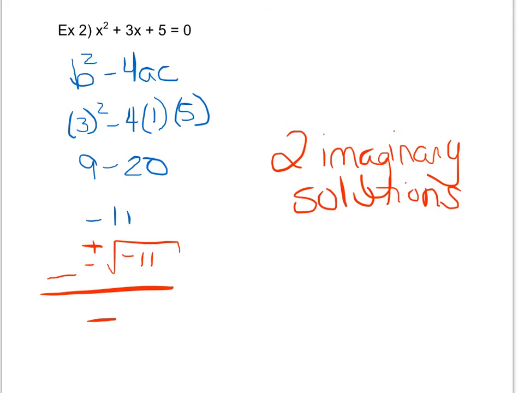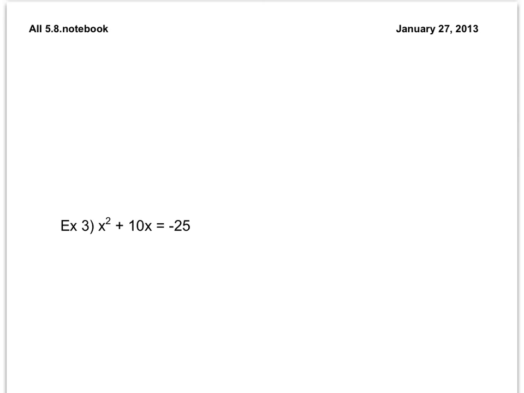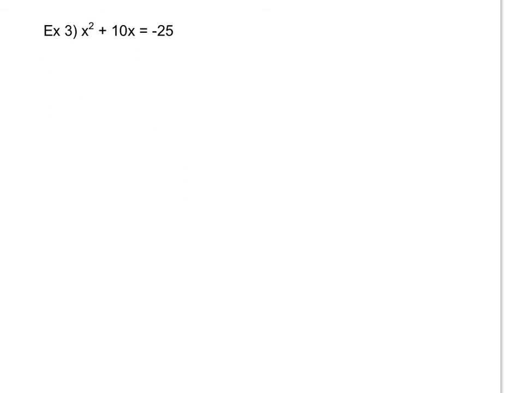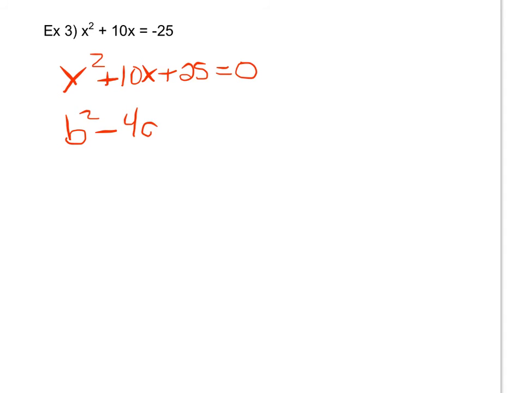And then looking at one more together, and then I will have one that you can try. I have here example 3. Again, going ahead and predicting what my number of solutions is going to be. I see that I am not in standard form. This minus 25 needs to go over to the other side. I can get it over there by adding 25 to both sides, giving me x squared plus 10x plus 25 equals 0. Using the discriminant, b squared minus 4ac.